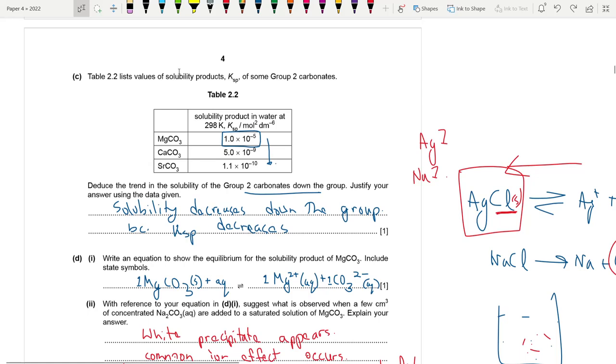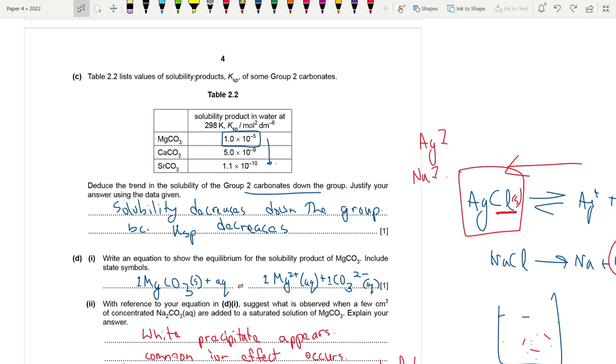The next question is on KSP. Deduce the trend in solubility of group 2 carbonates down the group. As you can see, KSP is becoming smaller. Smaller KSP means that solubility decreases. So as we can see down the group, solubility of carbonates decreases. We can give the reasoning. The justification is KSP decreases.